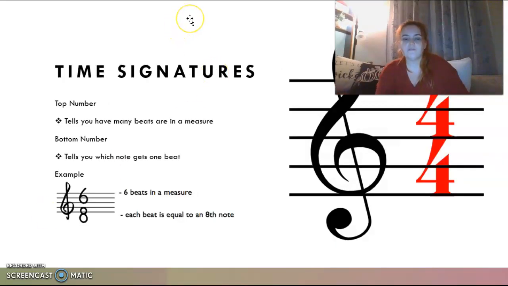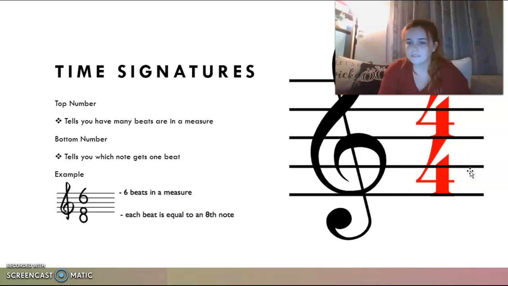So for time signatures in this example over here, this is 4/4, but they also have 6/8, 2/4, etc. So for time signatures, the top number right here, so for example this one, it will tell you how many beats are in a measure. For the bottom number, so for example this, tells you which note gets 1 beat.